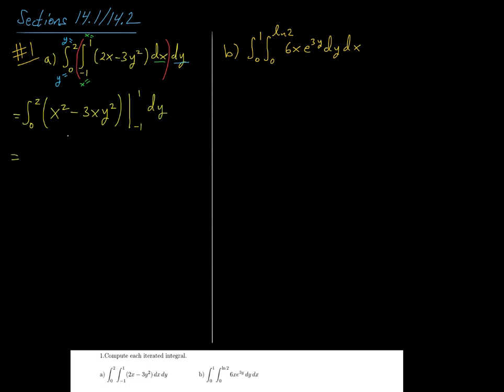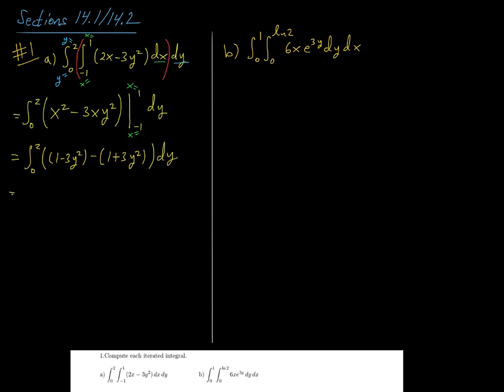Now, sometimes this can be a bit confusing. You don't have to write this in, but these limits are referencing x. So when we evaluate, we're going to plug 1 in for x and then -1 in for x. You might always want to be sure you're clear about what variable the bounds refer to. If you plug in 1 for x, we'll get 1 minus 3y squared. And then we're going to subtract from that what we get when we plug in -1, and that's going to give us 1 plus 3y squared.